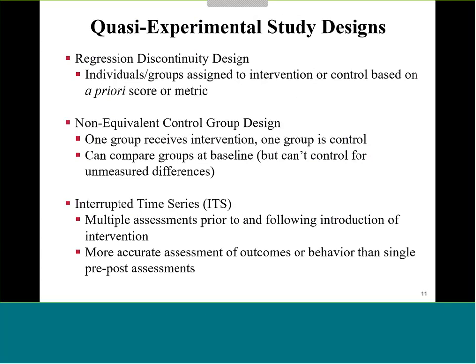A non-equivalent control group design is where one group receives an intervention and one group is control, but they're not randomized. I just want to say one thing about randomization: it is statistically based on the law of large numbers. So randomization works well when we have a large number of units, whether that's an individual person, an organization, a service system, a state, or a country.